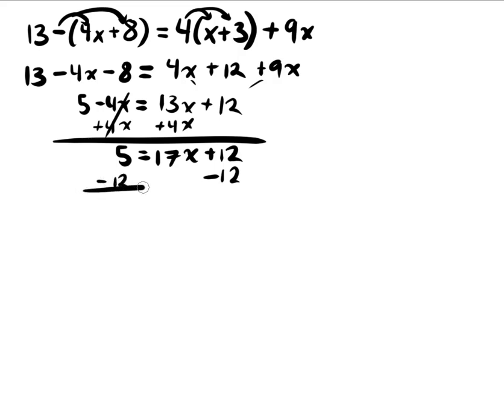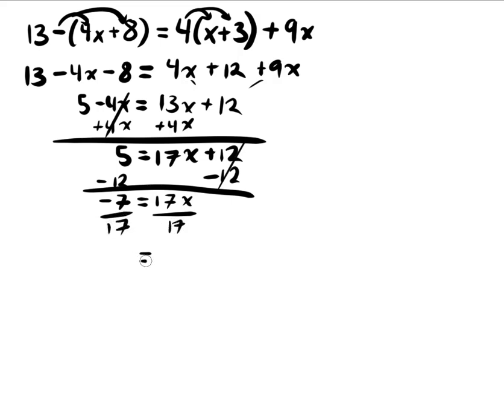Okay. And I get, these cancel out, and I get 17x is equal to 5 minus 12, which is negative 7, right? So I get negative 7 is equal to 17x. And at this point, there's only one operation left. The operation that's being left that I need to deal with the x is 17 multiplied times x, and I deal with that by dividing both sides by 17.